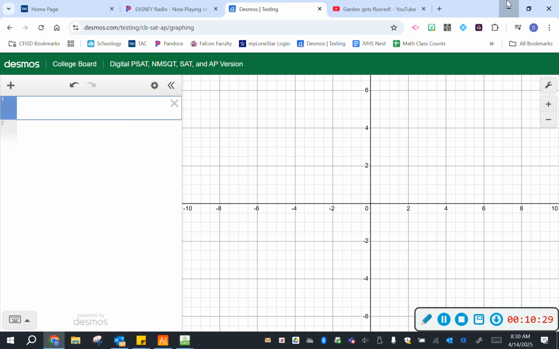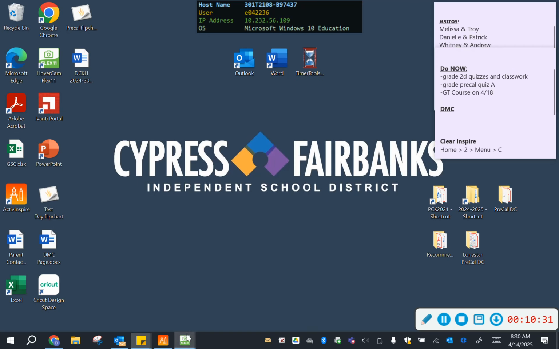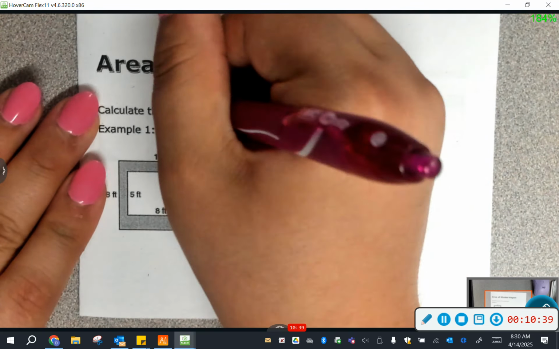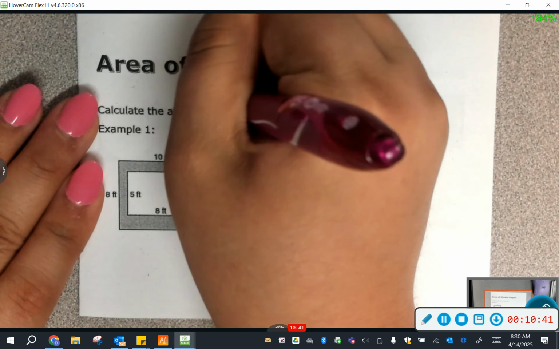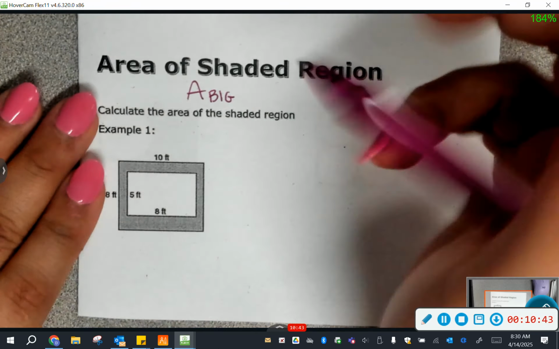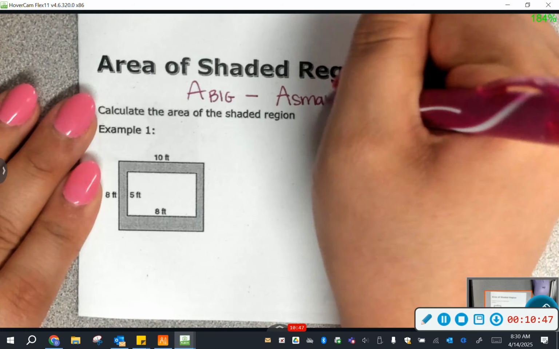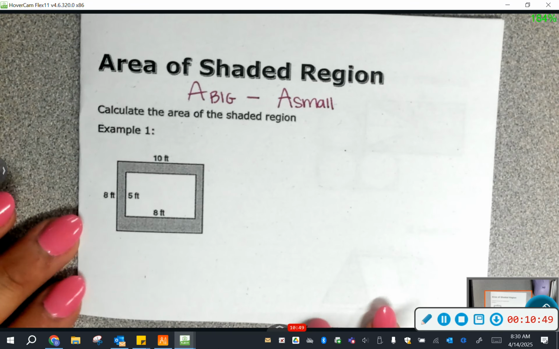We are going to find the areas of different shaded regions. So, if you can please, on your notes, the area of the shaded region, what I like to say is the area of your big shape or your outer shape, and we're going to subtract from it the area of the small shape or the inner shape.